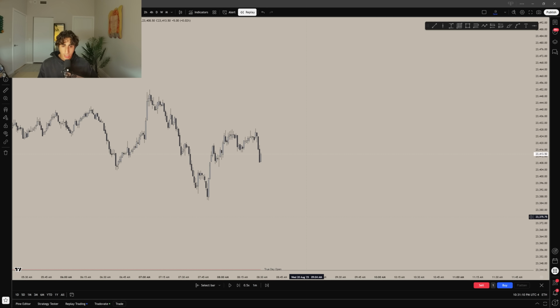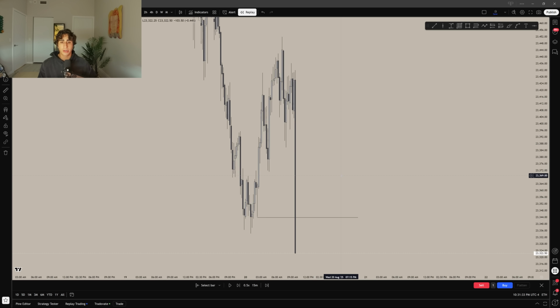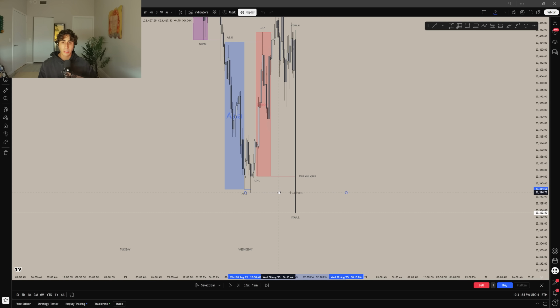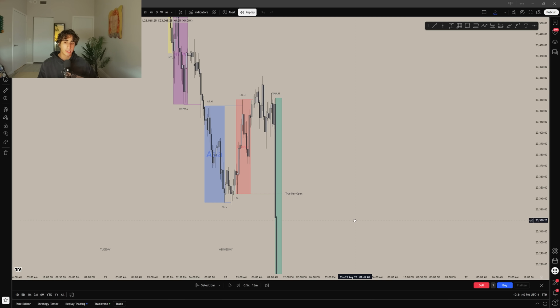Coming into New York AM session, I remember I did also take a trade on this day targeting this low, and as you can see, New York AM session opens up and we ended up going all the way down towards that London low, hitting this low, and then overall the trend and bias on this day was bearish, and we did continue dumping lower.